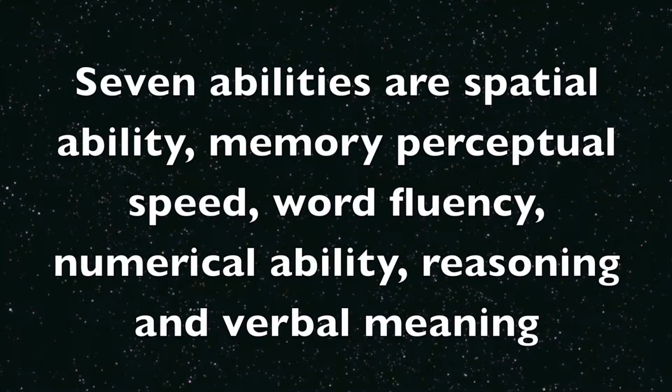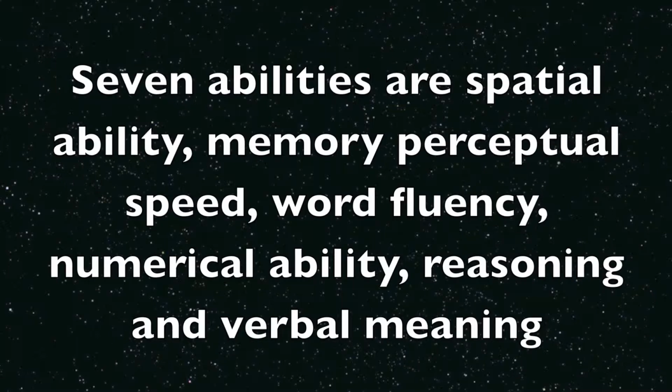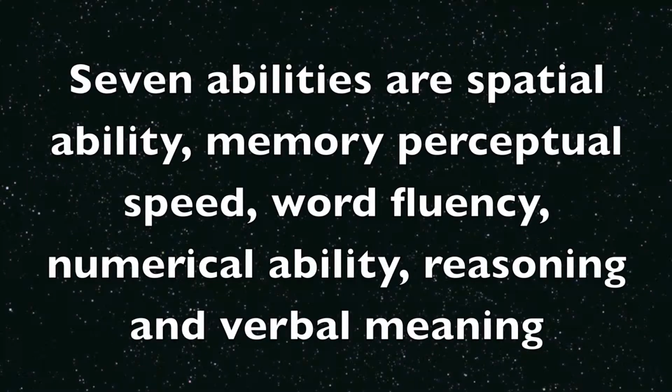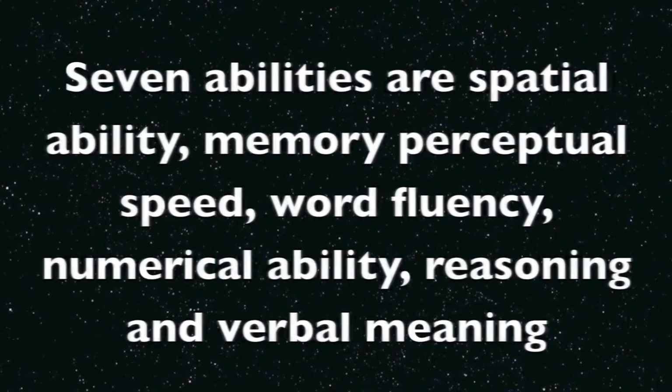Oh wow, really? My husband would explain to me the 7 distinct kinds of mental abilities for intelligence. Really? What are they? The 7 abilities are spatial ability, memory, perceptual speed, word fluency, numerical ability, reasoning, and verbal meaning. I've been trying to teach myself about the contemporary theories.